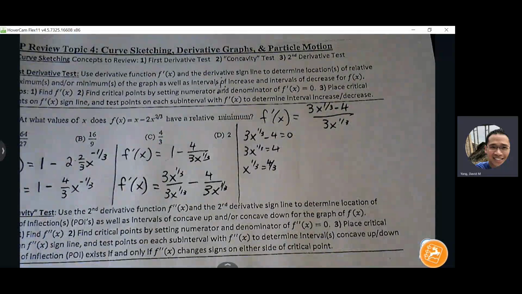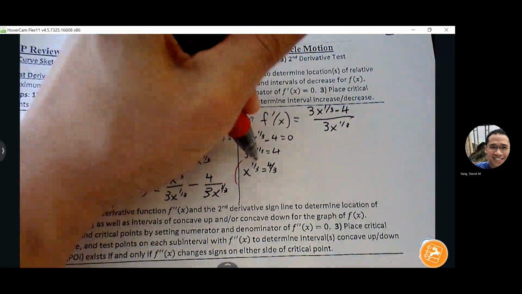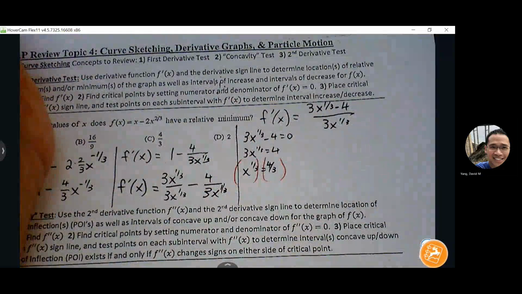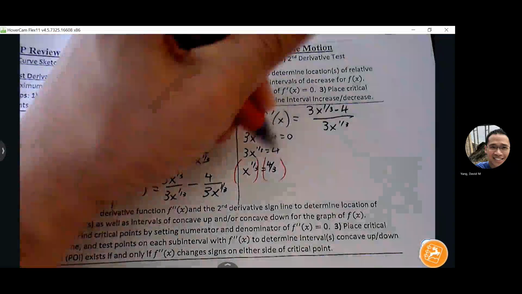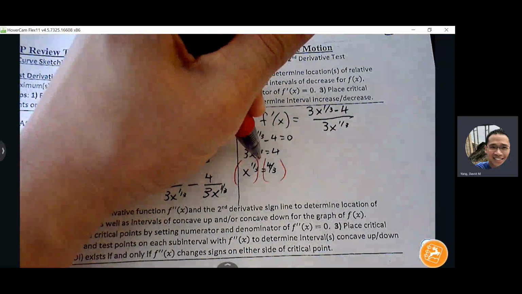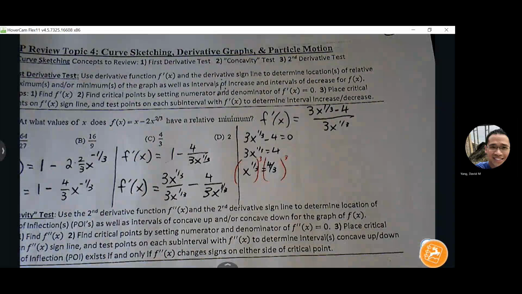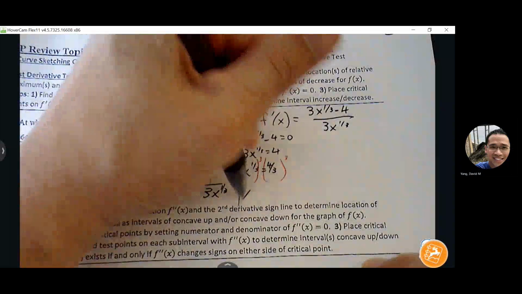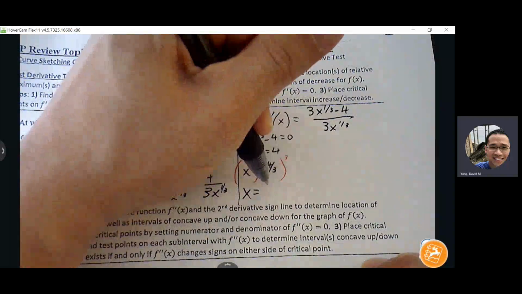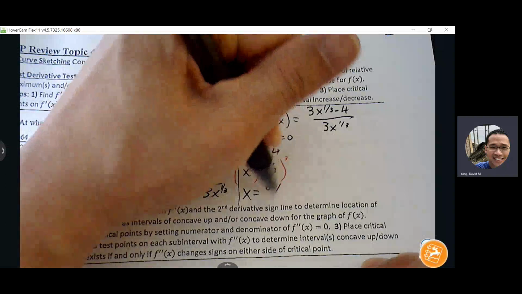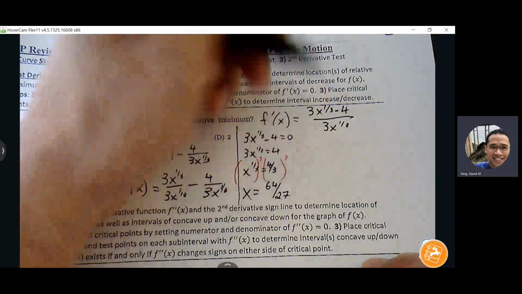What can I do to both sides to get x by itself? Raise, not cube root, but to the third, right? Because I know that 3 and 1/3 will cancel out. So x equals 4 cubed over 9 cubed, so 64 over 27.